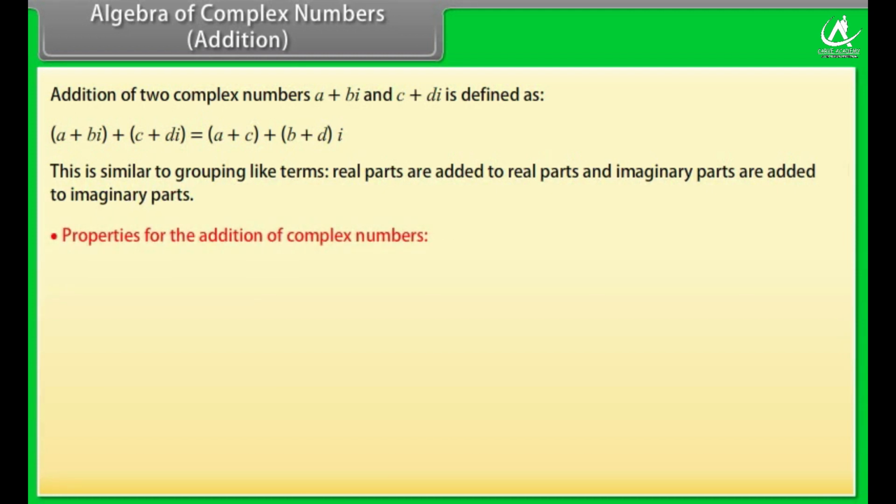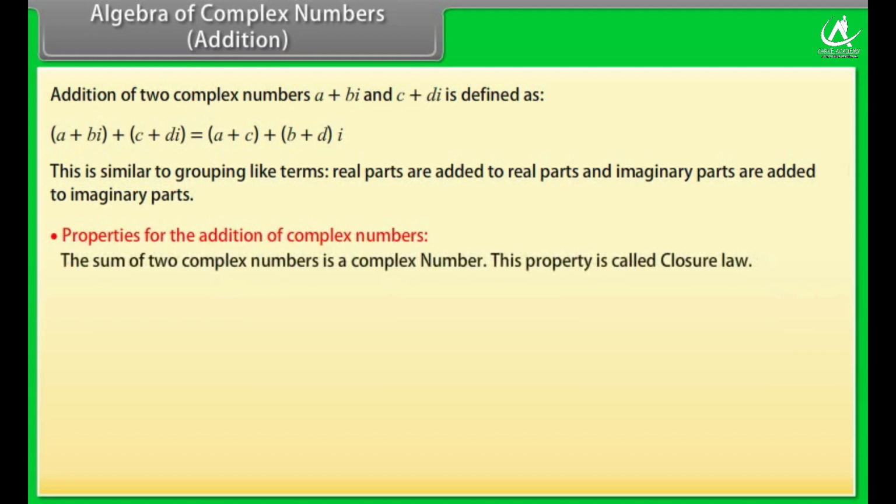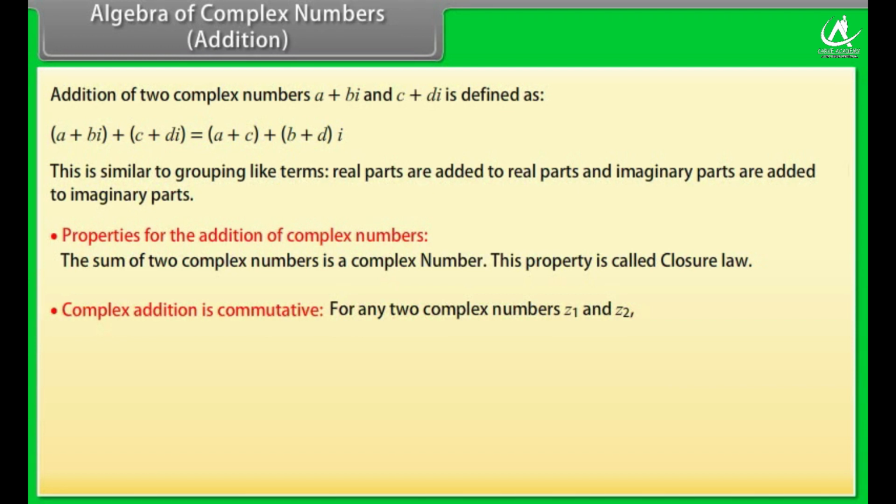Properties of the addition of complex numbers. The sum of two complex numbers is a complex number. This property is called closure law. Complex addition is commutative. For any two complex numbers, z1 and z2, z1 plus z2 is equal to z2 plus z1. Complex addition is associative.